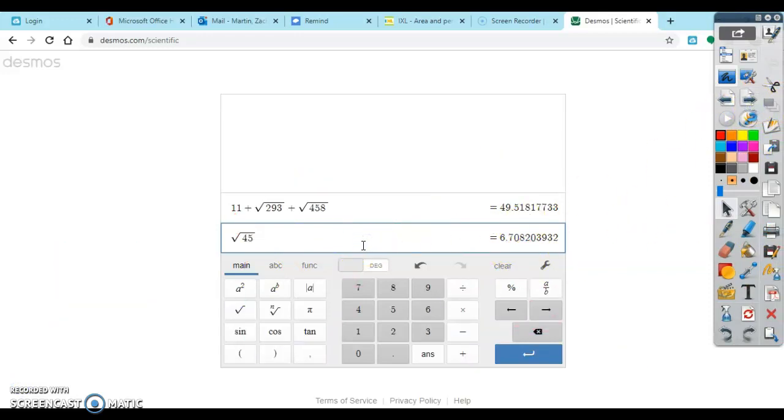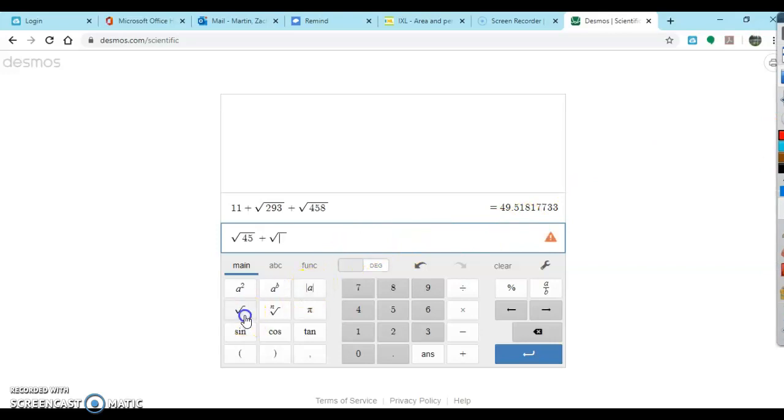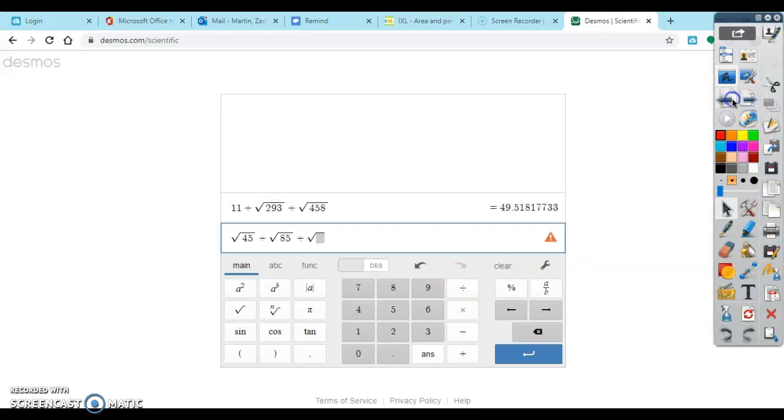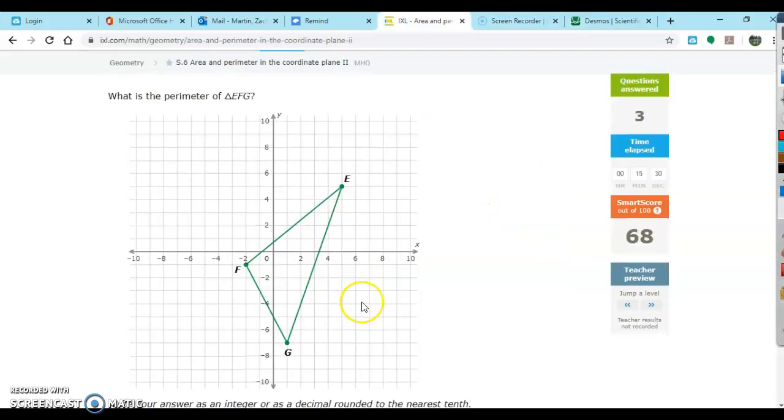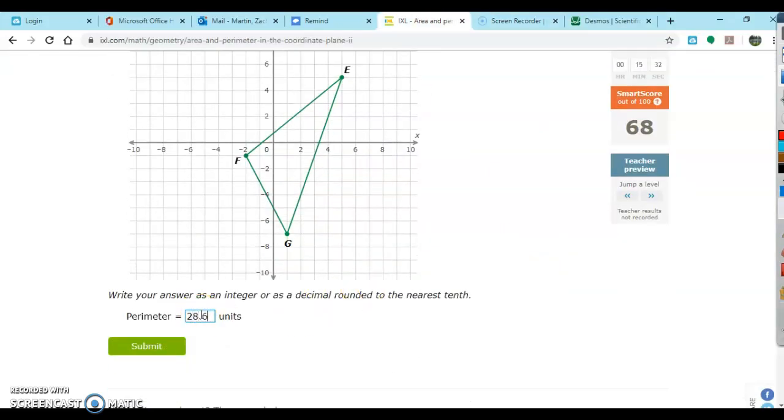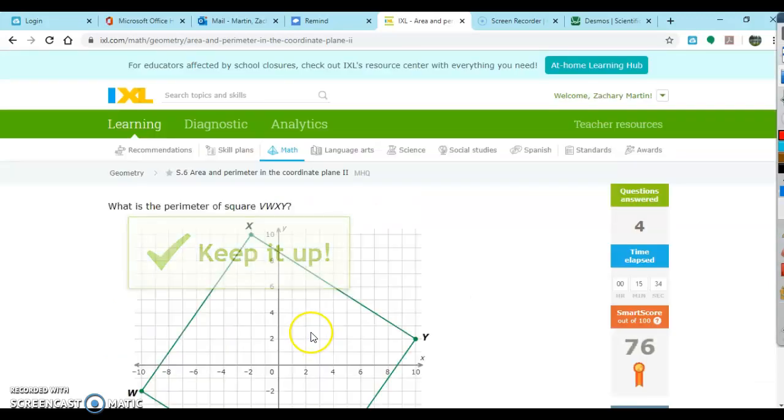So the square root of 45 plus the square root of 85, and not 850, 85, plus the square root of 160. Yeah, 160. Let's type that in. Hit enter. So we get 28.57. Well, the 7 is greater than 5, so we're going to round up the 5 in the tenths place to 28.6. 28.6 is our perimeter. Hit submit. Keep it up.